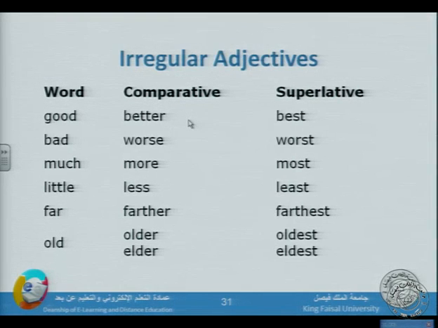أيضا في بعض irregular adjectives مثل good, better, best; bad, worse, worst; much, more, most; little, less, least; far, farther, farthest، أو ممكن تحكي far, further, furthest; old, older أو elder, oldest, eldest. So all of these are irregular adjectives and adverbs. دوركم انكم تحفظوا هذه irregular adjectives والadverbs. Okay?